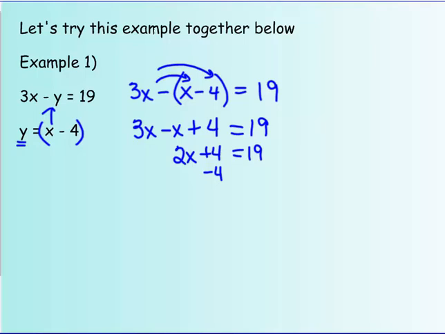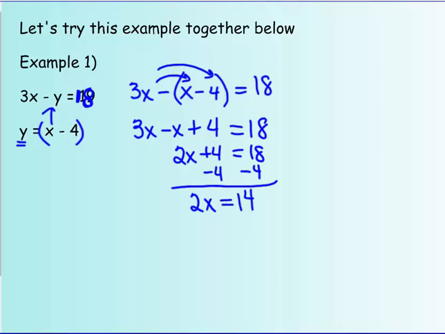Oh, this is supposed to be 18. I think on your papers I fixed this, but I might not have. It's typed wrong, so let's make sure we have an 18 here. And 18 take away 4, so 2x equals 14. If it's not correct on your papers, please make sure it's 3x minus y equals 18. It was typed incorrectly. And dividing by 2, x equals 7.